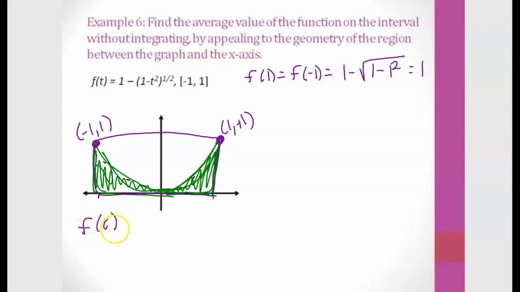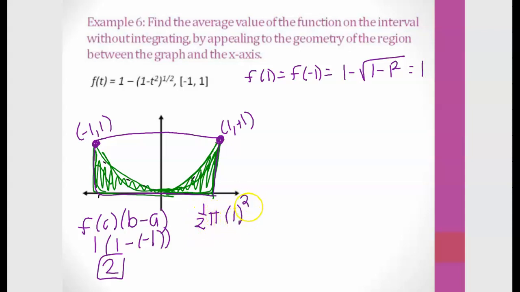so that f of c, and again, intentional, b minus a, right? F of c, b minus a, so I get that the area of the rectangle is 2. And then the area of the semicircle is going to be 1/2 pi. Radius is 1.